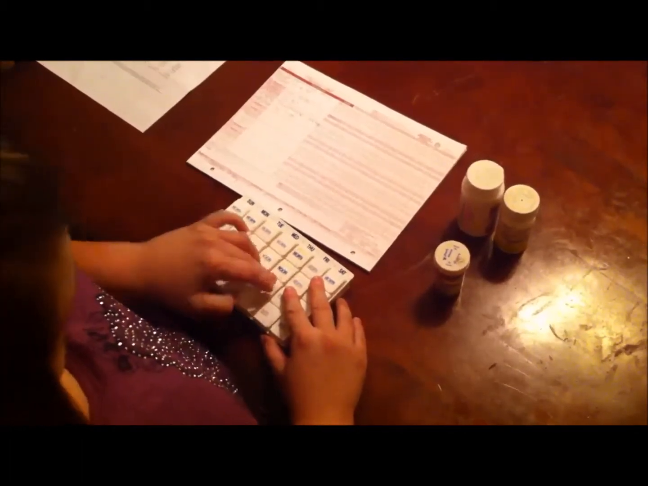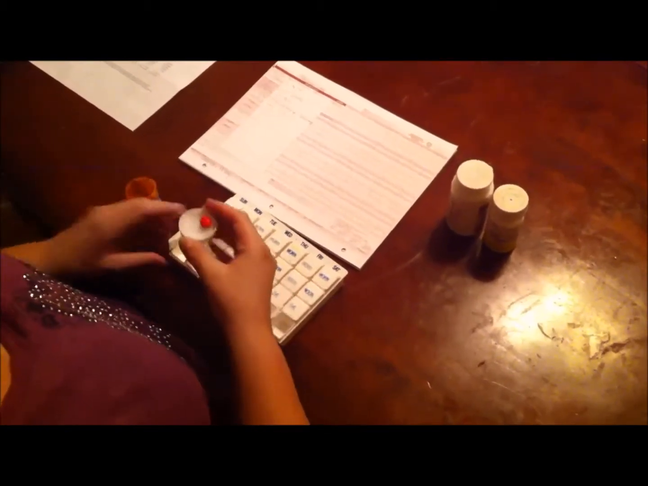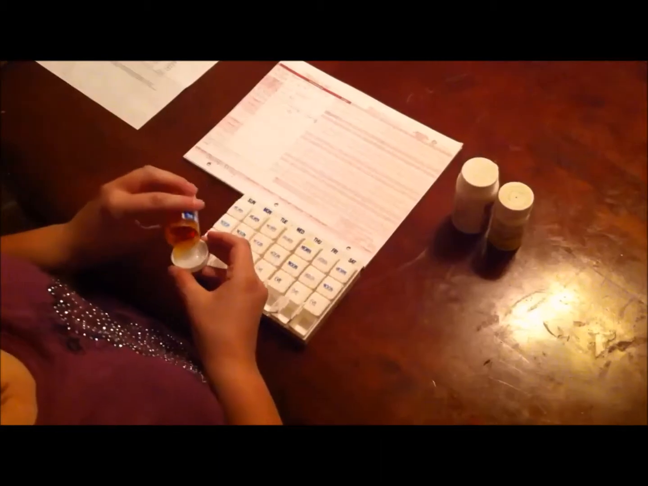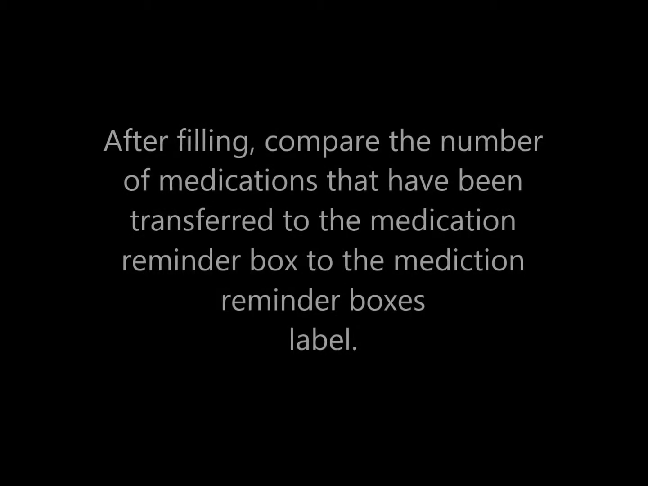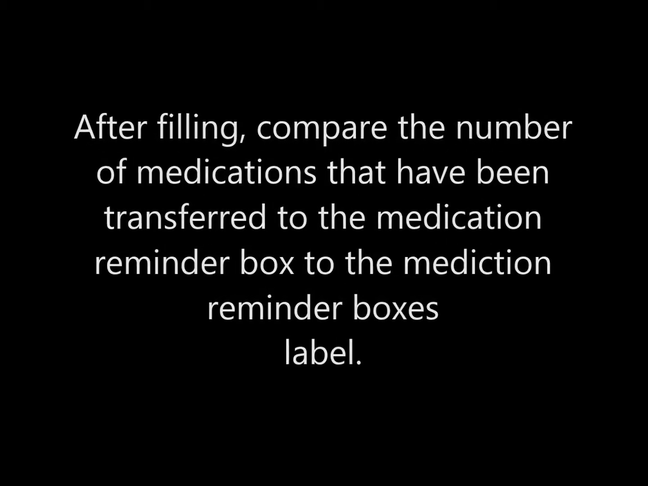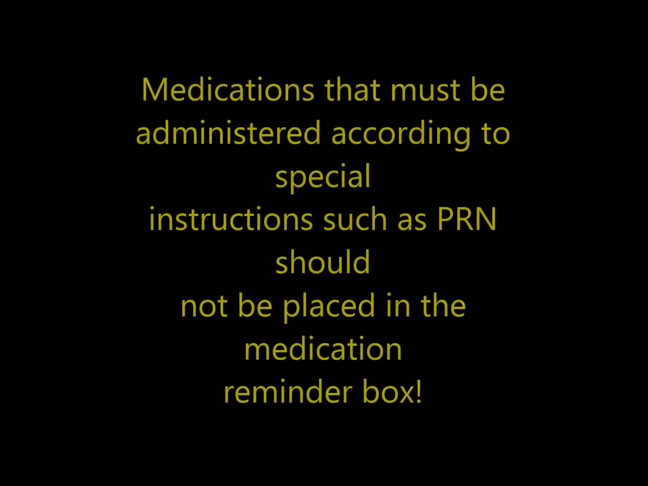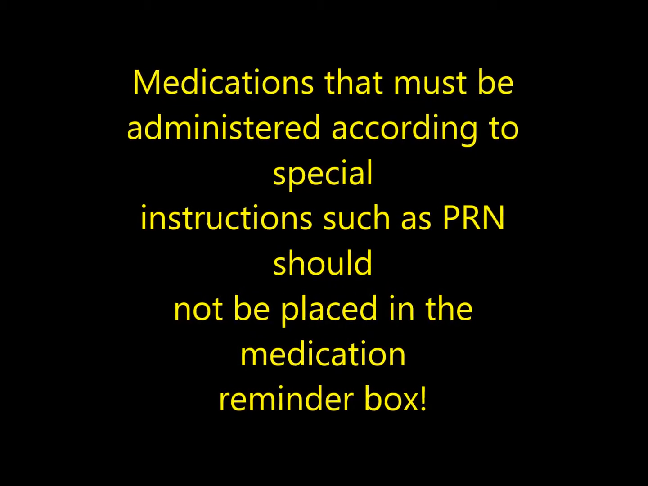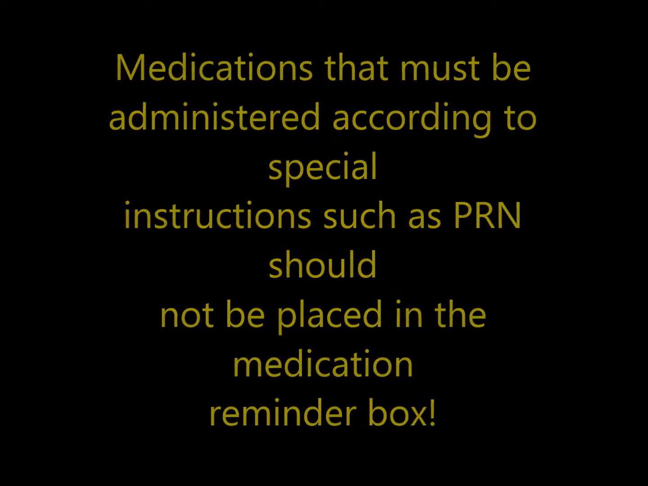Disposable gloves or rounded tweezers may be used to transfer medications one at a time from the bottle lid to the medication reminder box. Fill only one medication reminder box at a time, and regulations prohibit filling reminder boxes for more than 2 weeks at a time. After filling, compare the number of medications that have been transferred to the medication reminder box to the medication reminder box's label. Medications that must be administered according to special instructions, such as PRN medications, should not be placed in the medication reminder box.